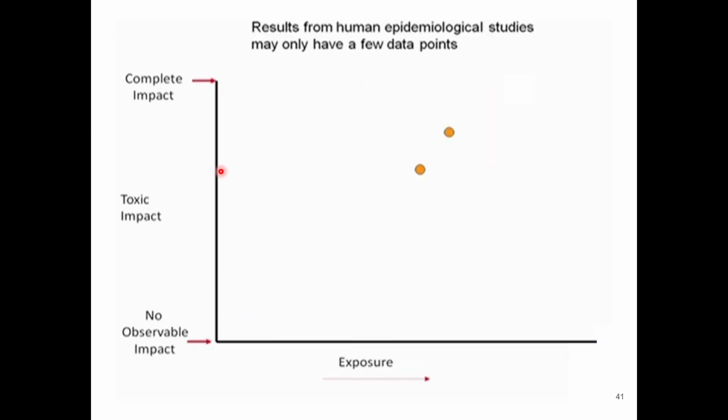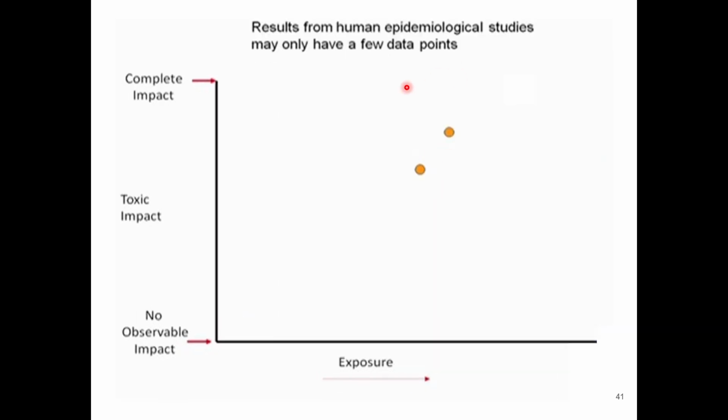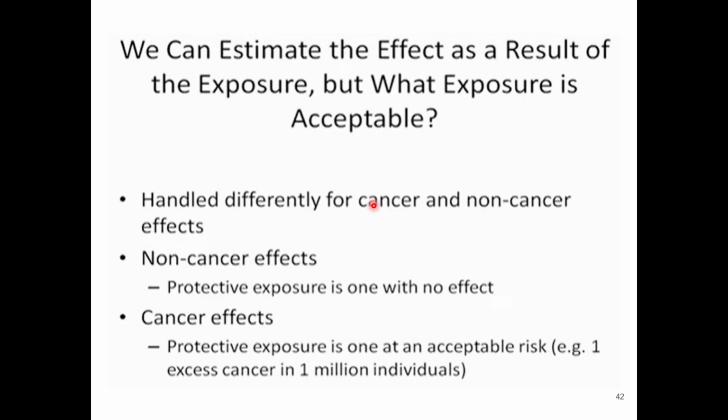But in the case of human epidemiological studies, only a few data points may be available. This is the ideal curve, but this is the actual real case of human epidemiological studies. So we can estimate the effect as a result of the exposure, but what exposure is acceptable? That is the question.